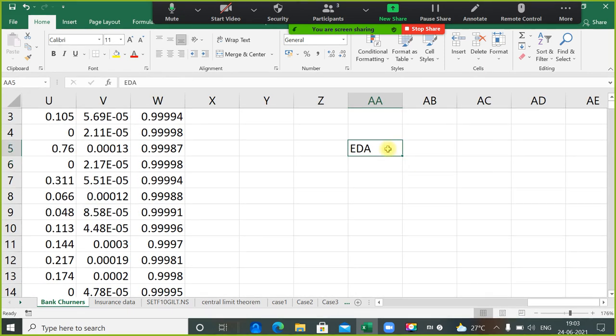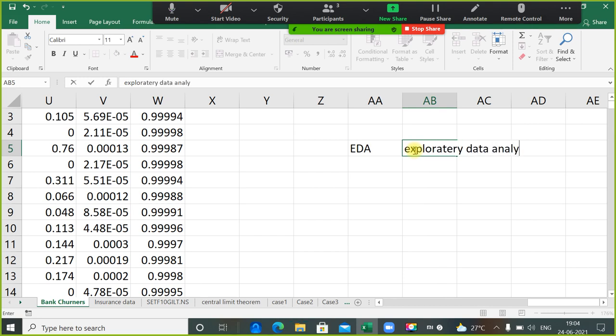Before jumping into building models, machine learning or deep learning models, first we will try to understand the data: which is the dependent variable, which is the independent variable, how they are distributed, the center point, maximum value, minimum value, the standard deviation, and the variation in that data. All these things come under exploratory data analysis.